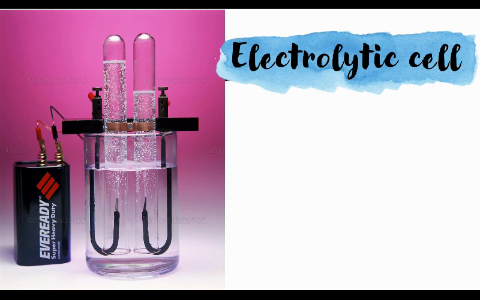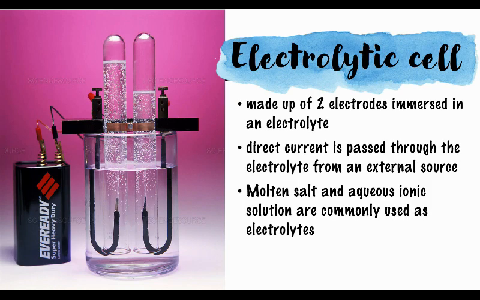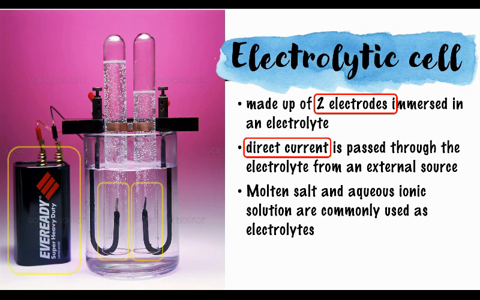Let's examine the components of an electrolytic cell. It is made up of two electrodes immersed in an electrolyte. A direct current is passed through the electrolyte from an external source. Molten salt and aqueous ionic solution are commonly used as electrolytes. Essentially, an electrolytic cell has three component parts: anode, cathode, and electrolyte.